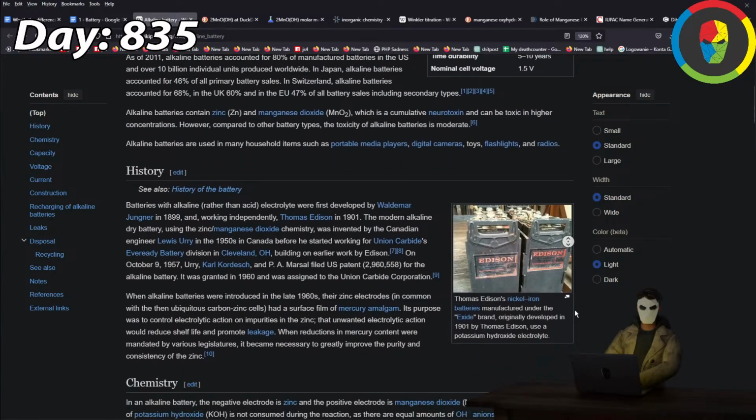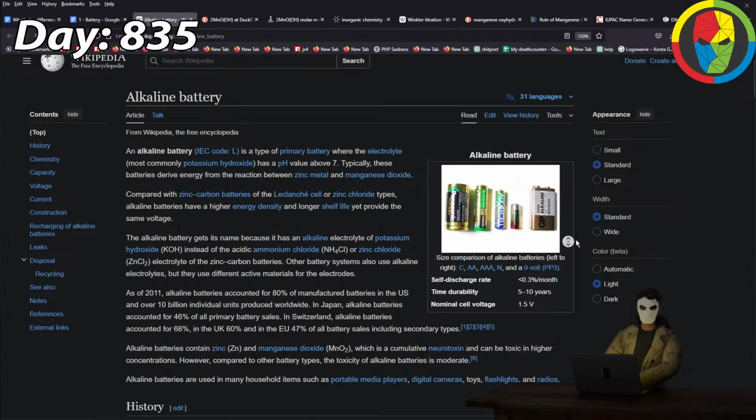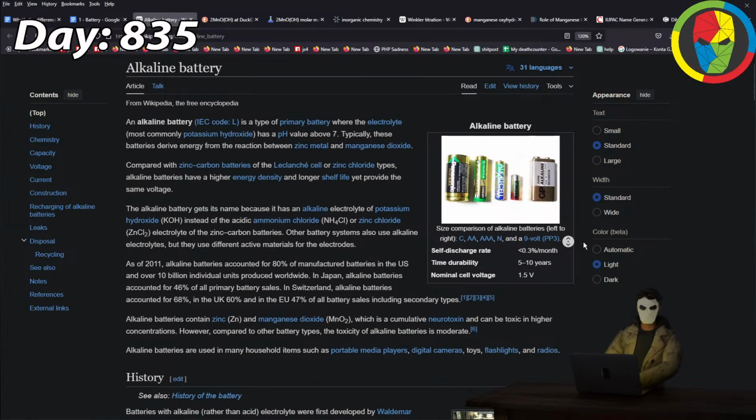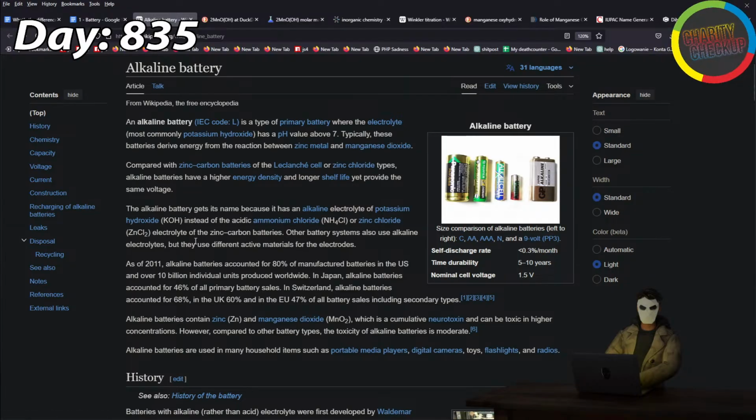It was potassium hydroxide in the middle, correct? If I remember correctly, because you want to move the hydroxides without moving the electrons through, which potassium hydroxide should be able to do, because it reacts on both sides. The battery is named from the alkaline electrolyte, as opposed to acidic ammonia or zinc chloride. Otherwise, yeah.